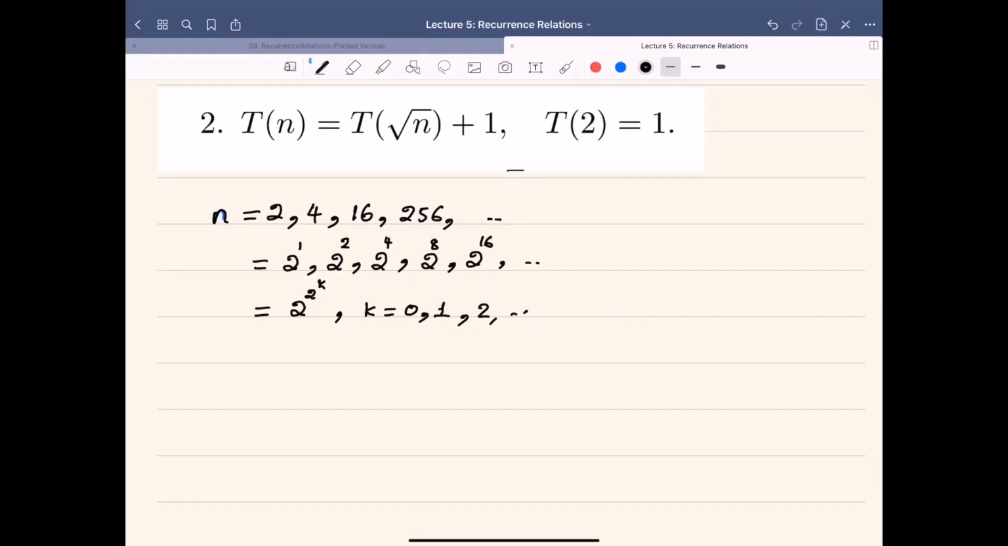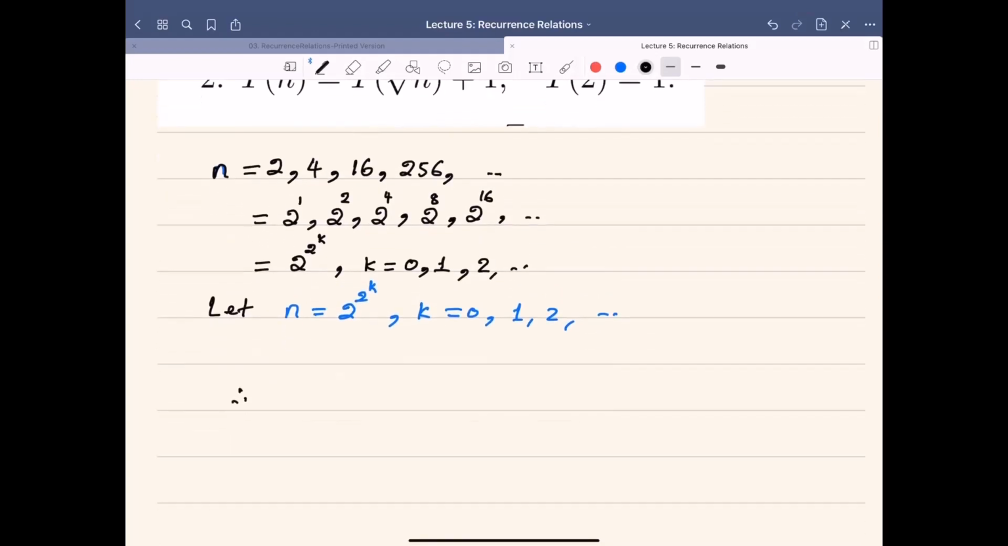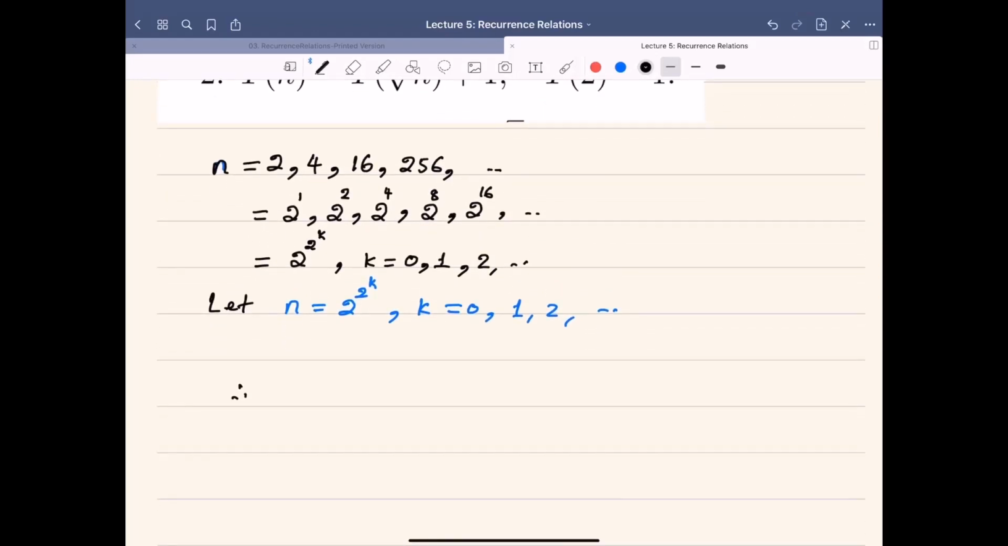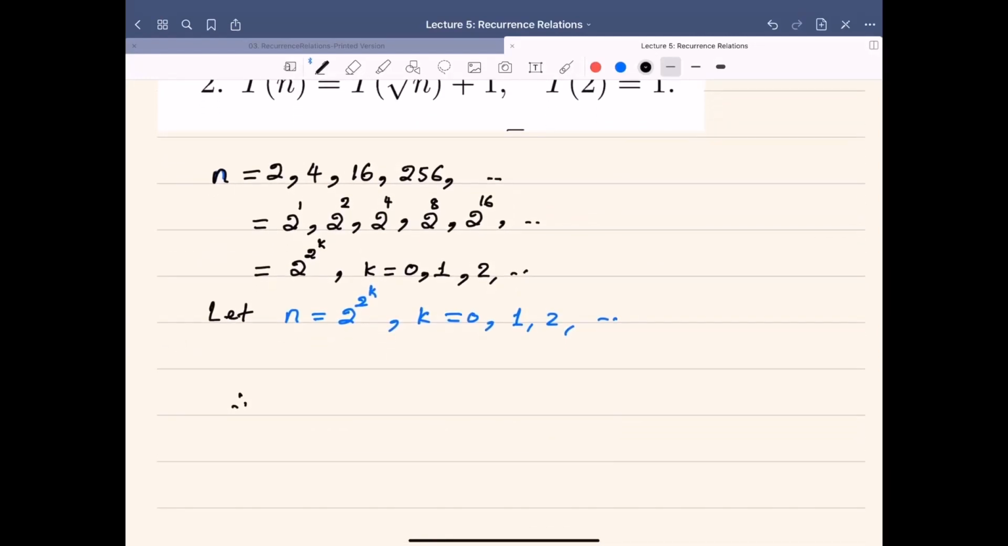So this is what we will start with, by assuming: let n be equal to 2 to the power 2 to the power k, and the values of k are 0, 1, 2, and so on. Substitute into the recurrence relation. But before that, we need to know what the square root of n will be if n is equal to this value. So maybe we need one more step here.